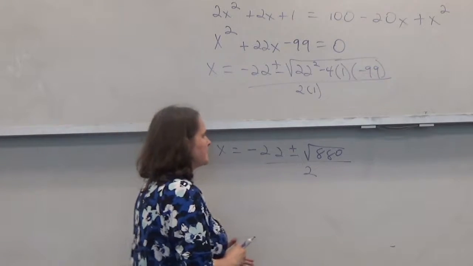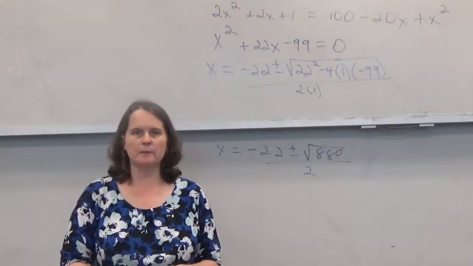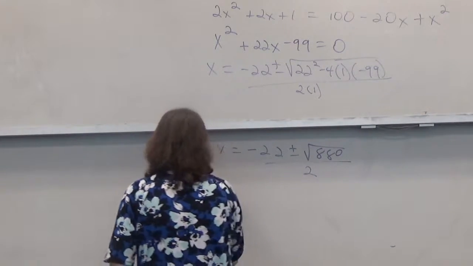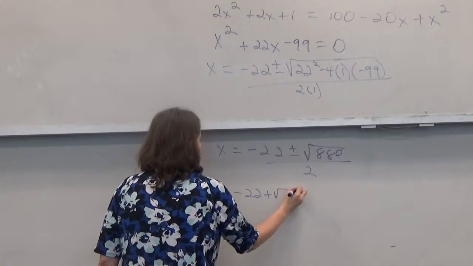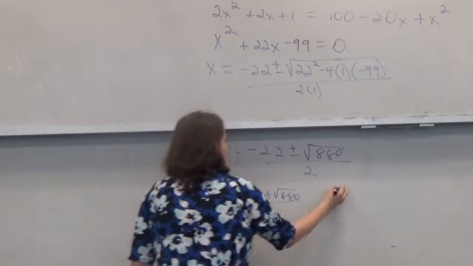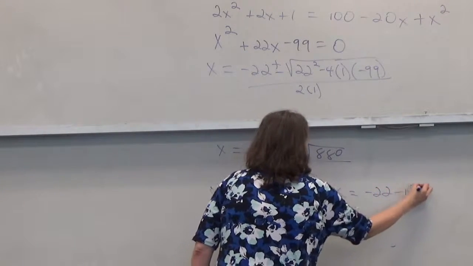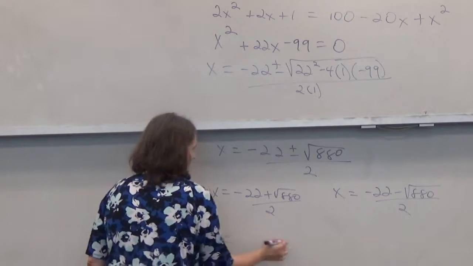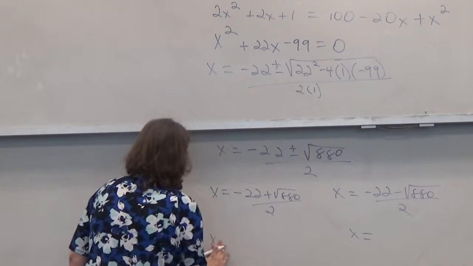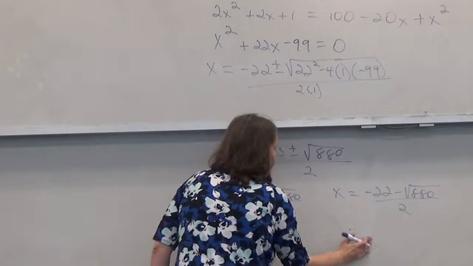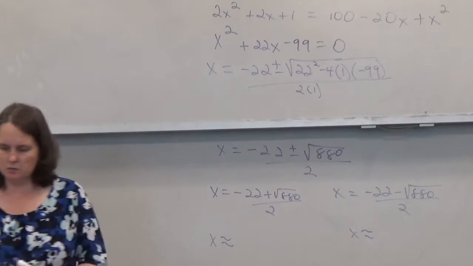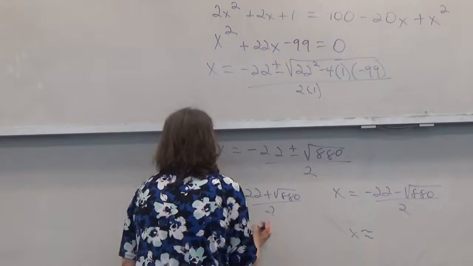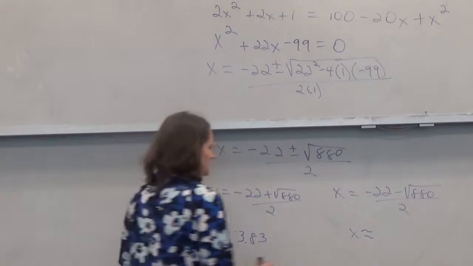And then, because this is an application problem, most of the time we prefer decimals. So that's what I'm going to use here. So I'm going to set this up as x equals negative 22 plus square root of 880 over 2. X equals negative 22 minus the square root of 880 over 2. These are irrational numbers, so these are decimal approximations I'm getting here. So I get x is approximately equal to 3.83 and negative 25.8.